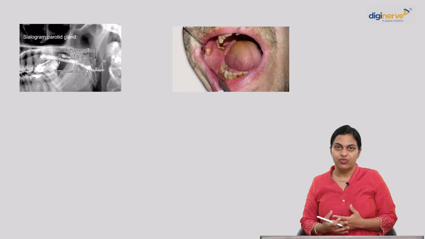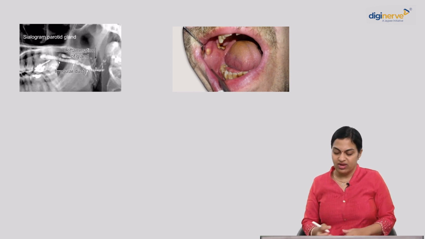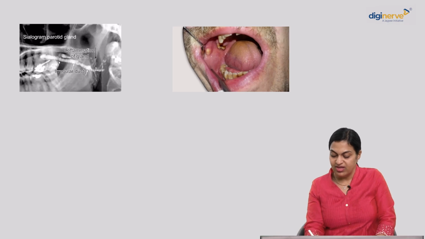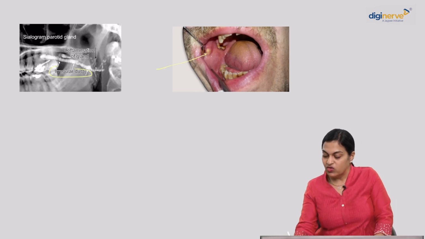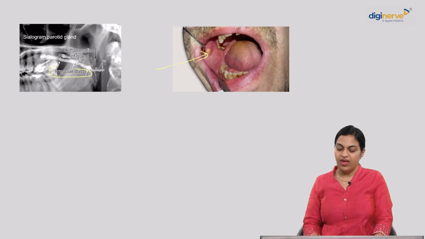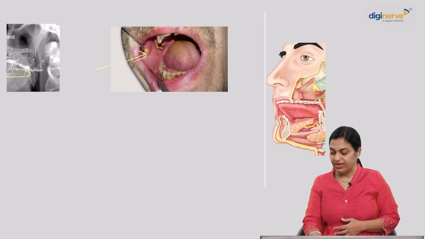Sialogram is a contrast procedure where some contrast is injected into the parotid duct. Any irregularities, a stricture, can be made out. This is sialolith, stone formation, in the parotid, and you can see that. This is more common in the submandibular gland.